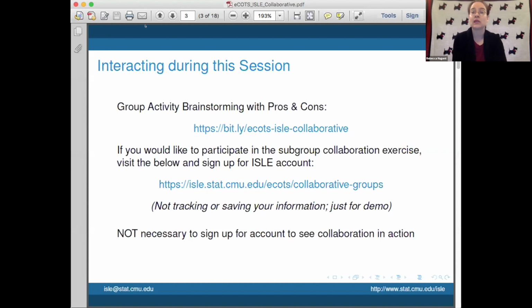Then if you would like to participate in our subgroup collaboration exercise in a few minutes, please visit the below URL and sign up for an IL account. We're not tracking or saving your information. It's just for the demo. It's going to be removed afterward. And you do not have to do it to see collaboration in action, but if you'd like to participate more fully, you can create a fake account, using a fake name, email, etc. Just go ahead and sign up in the next couple of minutes.